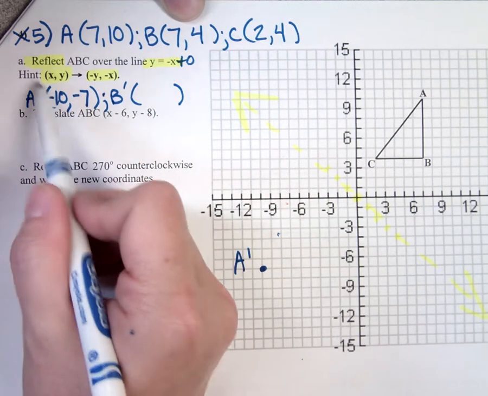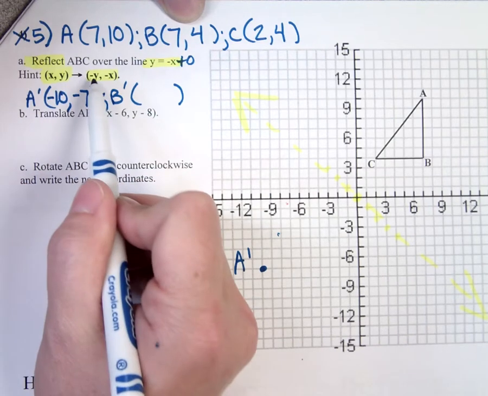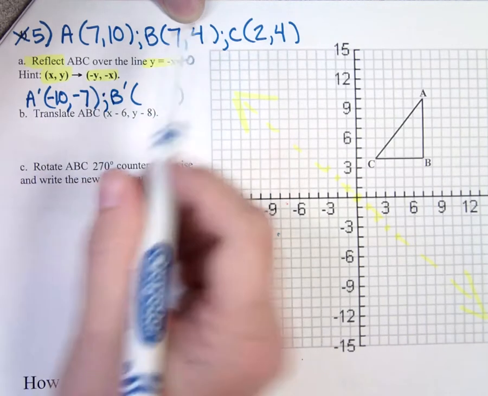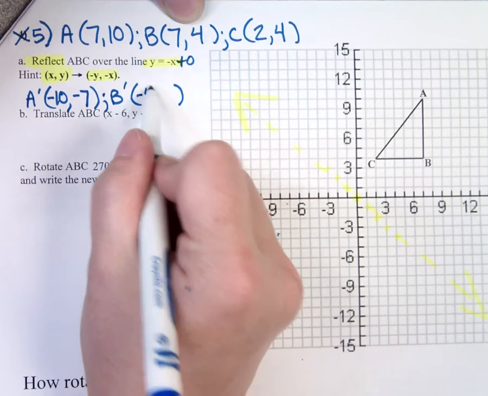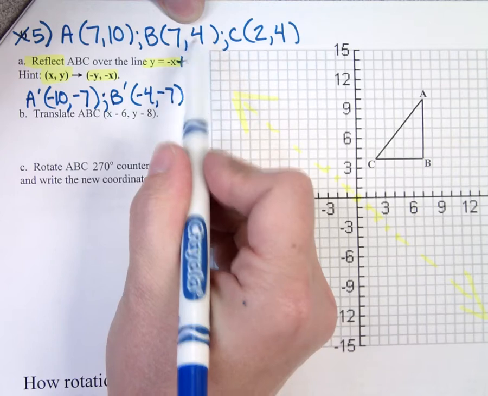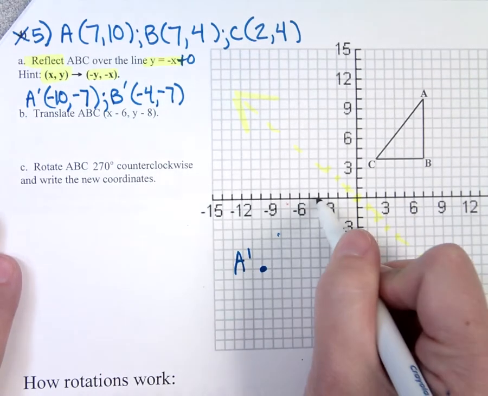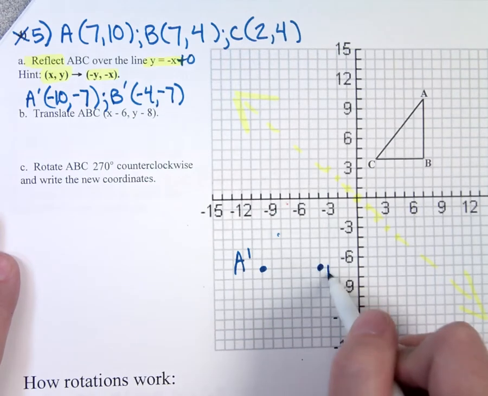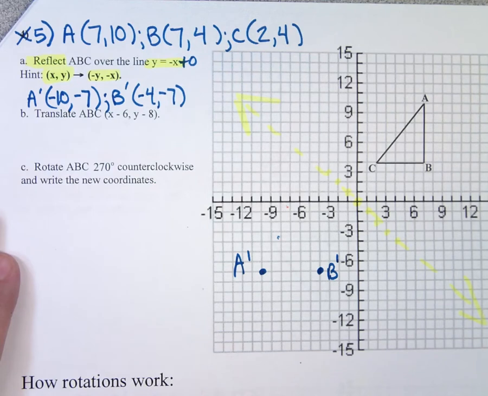This is the rule. The rule tells you that the original ordered pair xy will become the opposite of y, opposite of x. So how can I write this? -4, -7. You just take the opposite of the y and then the opposite of the x. And then I'm going to plot that. So left 4 and down 7. So there's my new B, B prime.